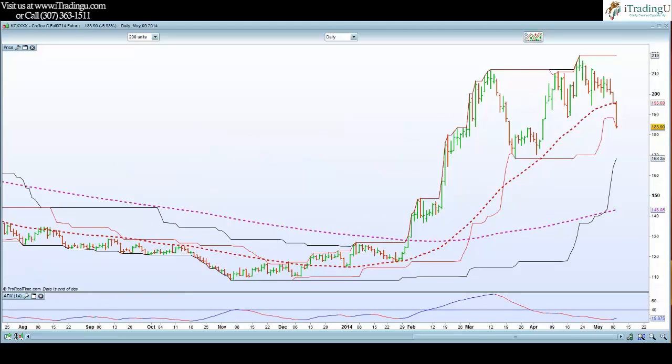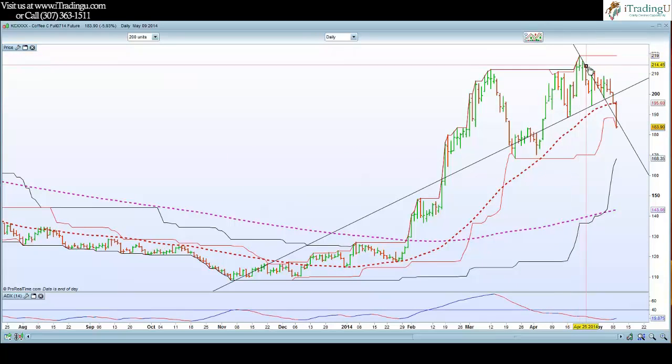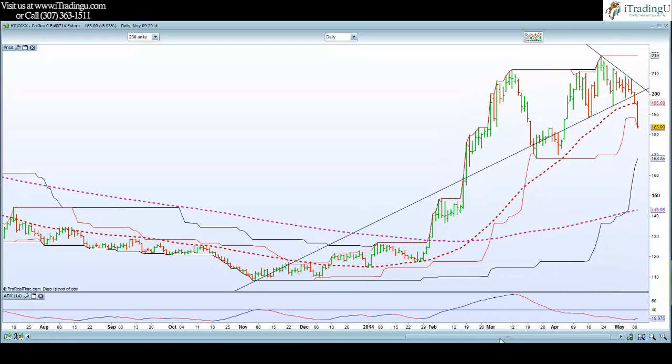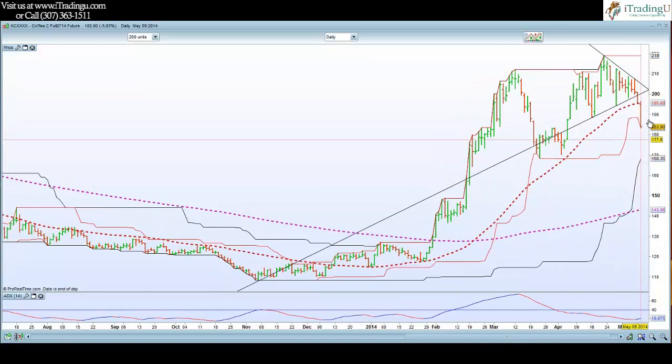The coffee market is actually in a seasonal short period right now until the end of June. And we can see here we had a pennant formation that we talked about, or a triangle formation. Let me quickly just draw that line. And we broke through that. We cleanly broke through that this past week. So we see we're now well below that market.